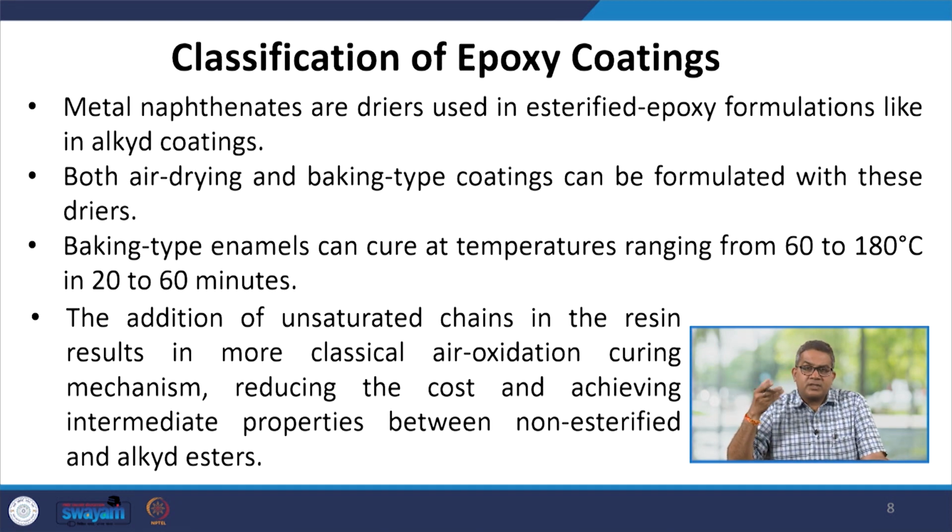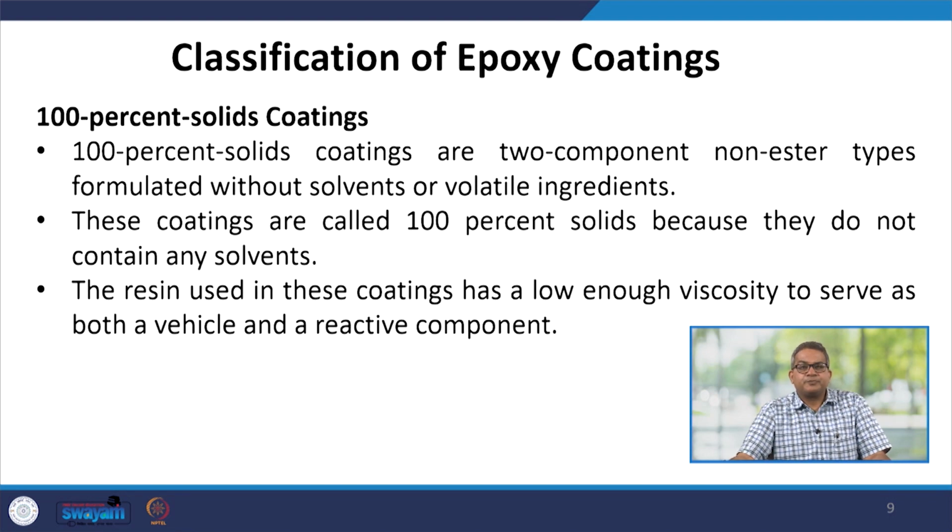Baking type enamels can cure at room temperature, and sometimes at higher temperatures ranging from 60 to 180 degrees Celsius in 20 to 60 minutes. So, if you lower the temperature, then obviously the time would be on the higher side. The addition of unsaturated chains in the resin results in a more classical air oxidation curing mechanism, reducing the cost and achieving intermediate properties between non-esterified and alkyd esters.